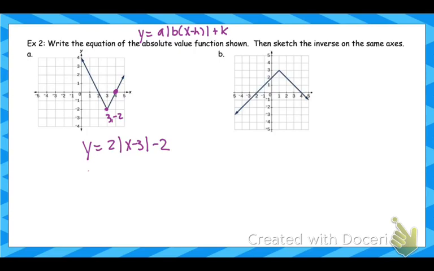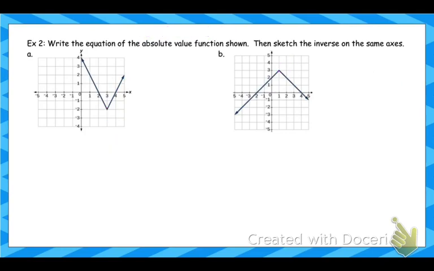All right, looking at B, again, we find the vertex. The vertex is 1, 3. This graph opens down, which means I'm going to have a negative out in front. The slope is 1. So this would be negative absolute value of x minus 1, plus 3. And that's it. Again, if you wanted to, well, I guess in this point it's 1, so it wouldn't really matter where that value is. But that negative does have to be on the outside. We can't just move that negative in there because, again, that would be a different graph.